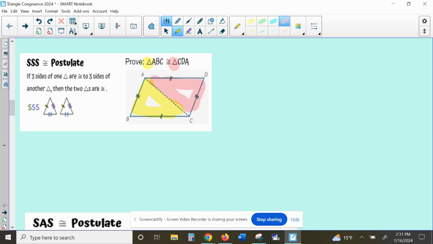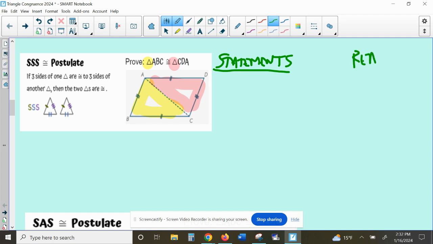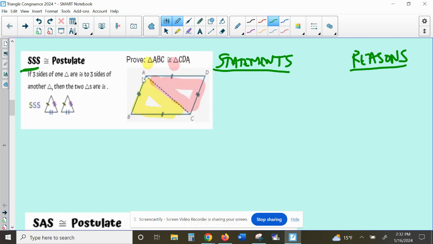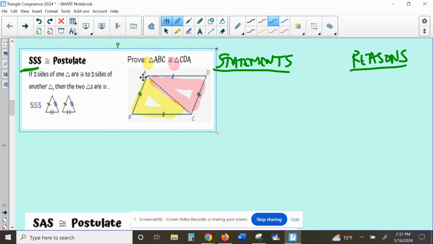Okay, so I'm going to have my statements and reasons here. The side, side, side postulate says that if I prove that all 3 pairs of sides are congruent to each other, then I would be able to say that these 2 triangles are congruent.